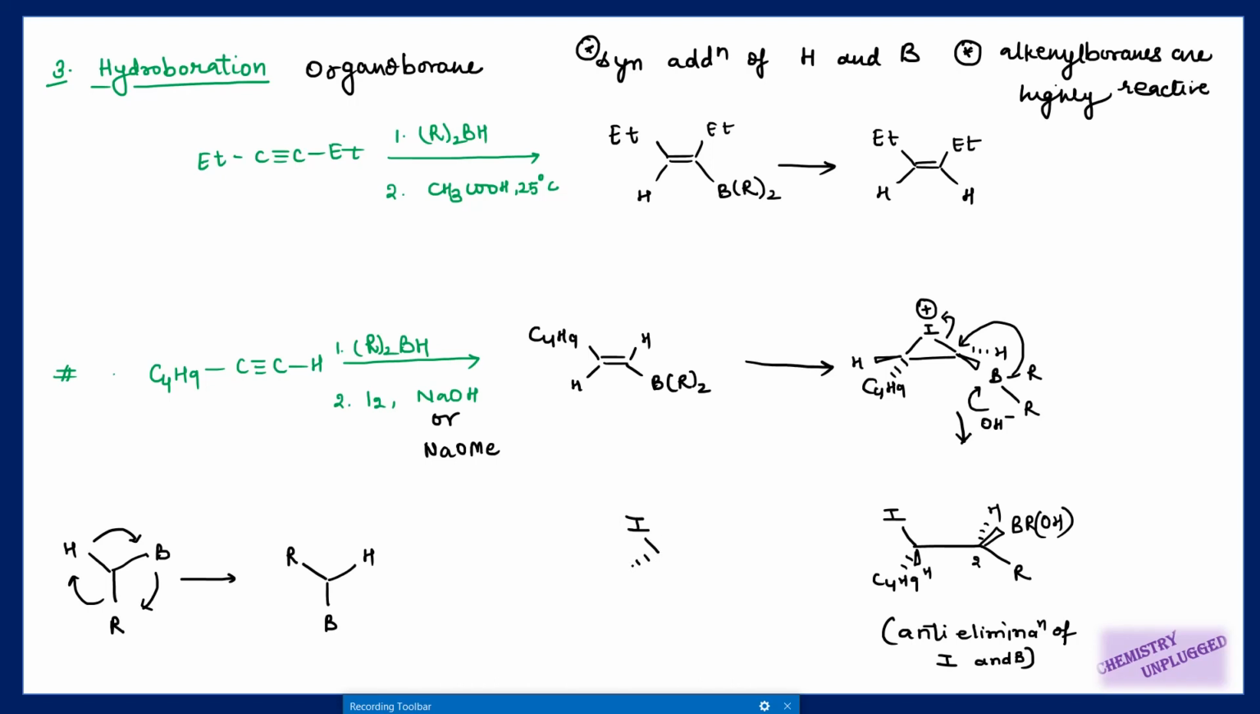This carbon will remain as such. Now H will come above the plane and R will go below the plane like this. So we can do anti-elimination. So when we do this anti-elimination, what will we get? We will get a double bond here, and this butyl group and this R, which is migrated from this boron, are on the same side. Both are below the plane. So we will get Z alkene here. So this reaction is very, very important.